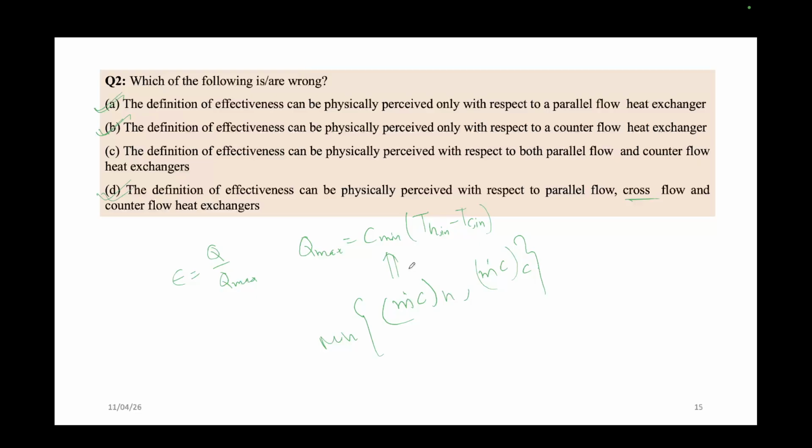Just a minute, I'm not getting one thing. I have to check, because the word perceived, the definition, that is creating issues.